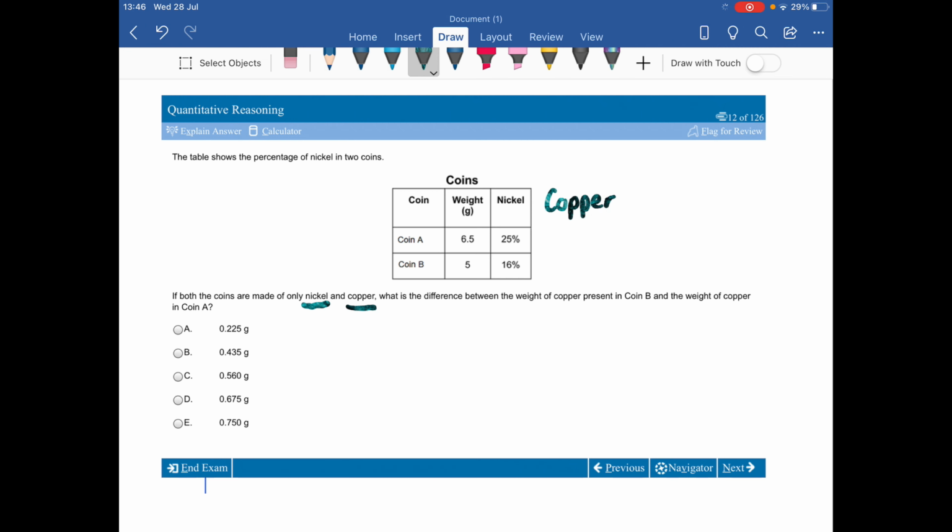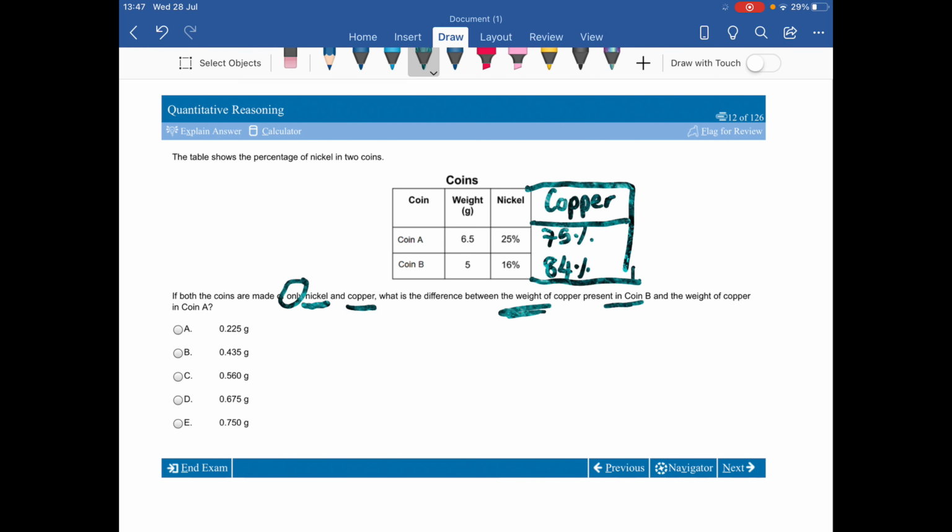So since there's no copper in the table, now we know that obviously if it's only made of nickel and copper, and there's 25% of nickel in coin A, there must be 75% of copper. And then the same thing in coin B, because there is 16% of nickel in coin B, we will know that there must be 84% of copper in coin B. So now we've added this to the table. Now it's easier for us to work out the weight of copper present in coin B and the weight of copper present in coin A.